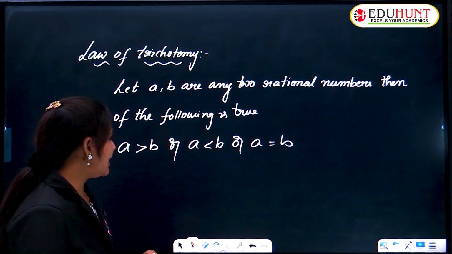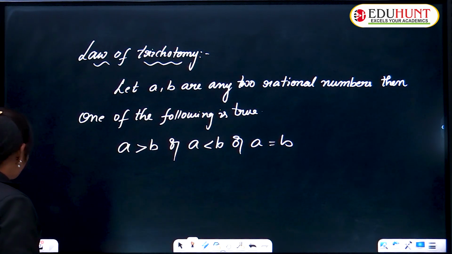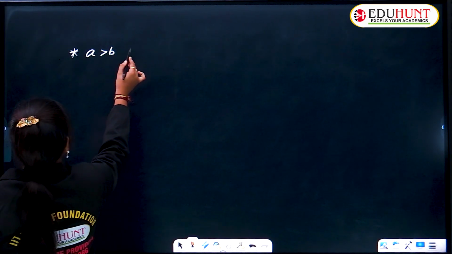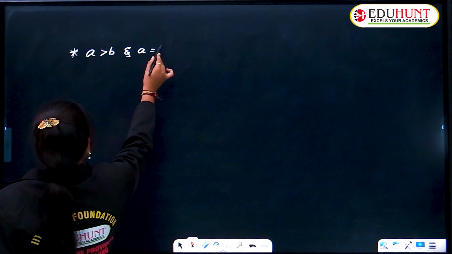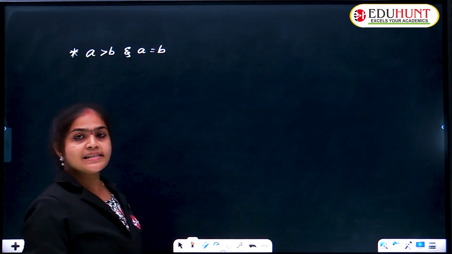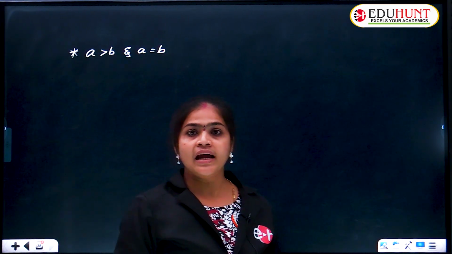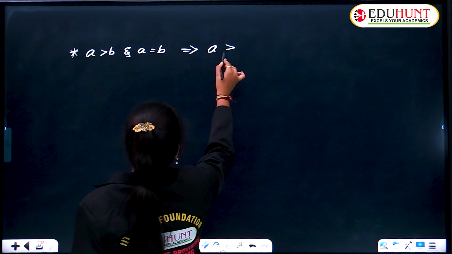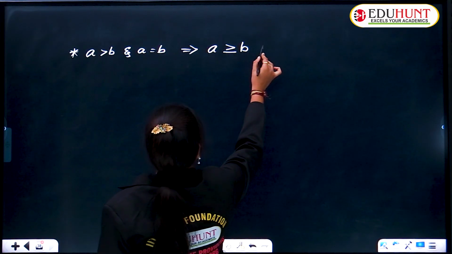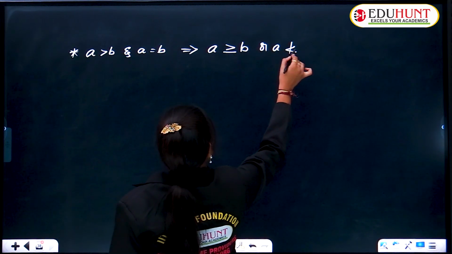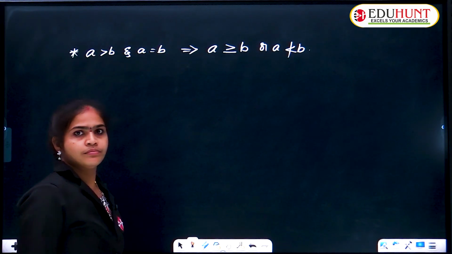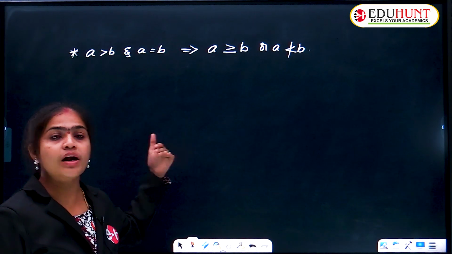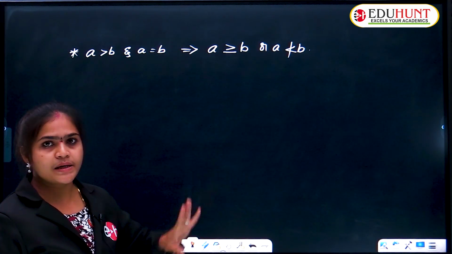Here A and B are any two rational numbers. Now A is greater than B and A is equal to B. How can we represent this? We can write it as A is greater than or equal to B, or A is not less than B. Yes or no? A is greater than or equal to B, but A is not less than B.